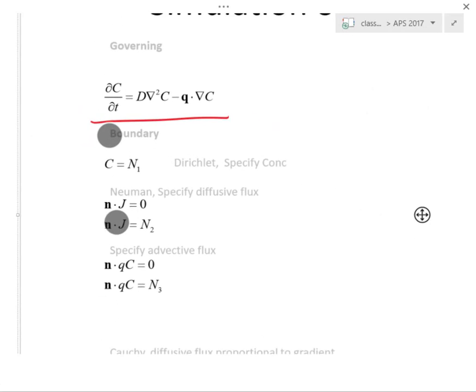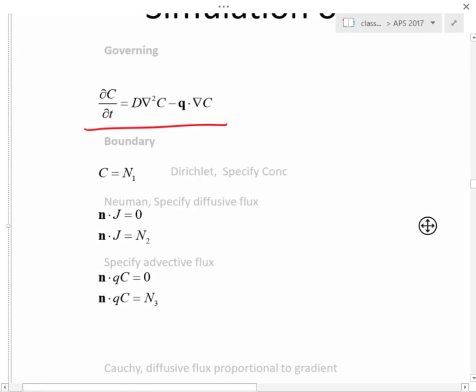Now, in order to solve this, we need to have some boundary conditions. So there'll be 3 types in general. The first type is fairly simple, where we specify the dependent variable, which is C. So we're going to specify the concentration on the boundary. And then the second type will be specifying some fluxes. The simplest way, I think, is to just specify what the mass flux is at the boundary. So we could say there's no mass flux across the boundary.